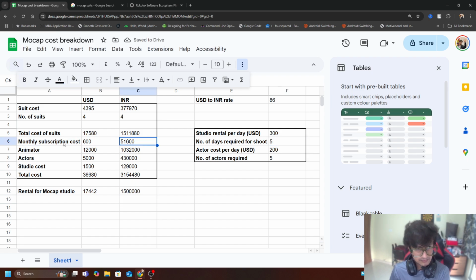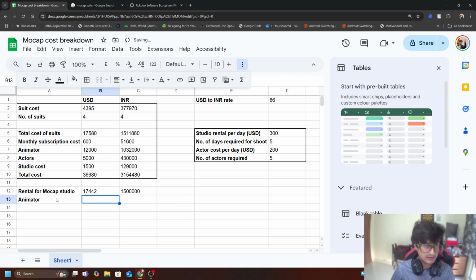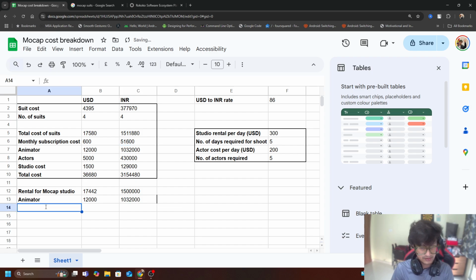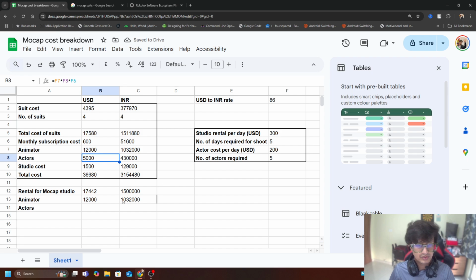Then you don't need the monthly subscription cost, right? You don't have to pay this amount. You will, however, need an animator, and the cost of the animator is going to be the same that you're taking over here, which is 12,000 US dollars annually. So we are going to take this as it is. You still have to arrange for your own actors, so again that cost remains the same.